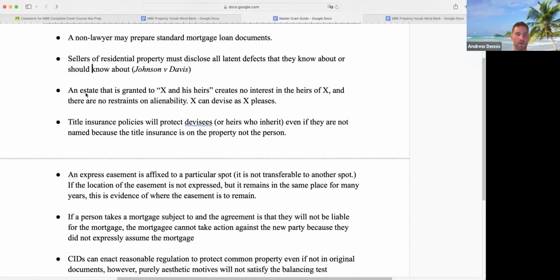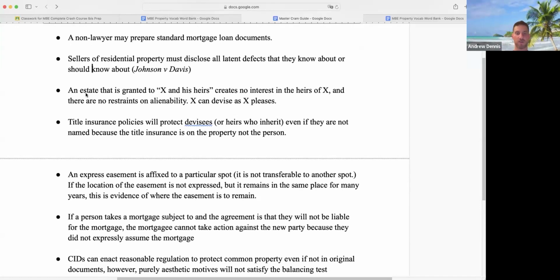Good old Florida. An estate that is granted to X and his heirs creates no interest in the heirs of X, and there are no restraints on alienability. X can devise as X pleases. That's the modern rule, that X and his heirs means to X, so X can devise to Y, and his heirs can't complain. Title insurance policies will protect devisees or heirs who inherit.